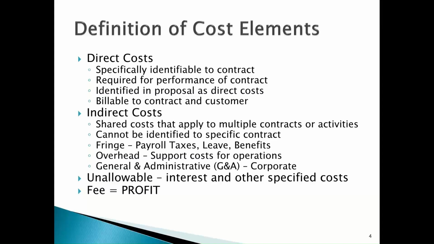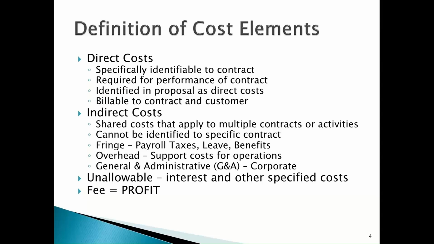In the government contracting world, indirect costs are shared costs that apply to multiple contracts or activities. They can't be identified to a specific contract. There's 3 main categories. One is fringe, or they'll call it fringe benefits, but it's basically your payroll taxes, your leave like vacation, sick, and holiday, and your benefits, which would be the company paid portion of your benefits, like if the company pays life insurance on everybody, or the company pays 30% of the health insurance premium, things like that, benefits.